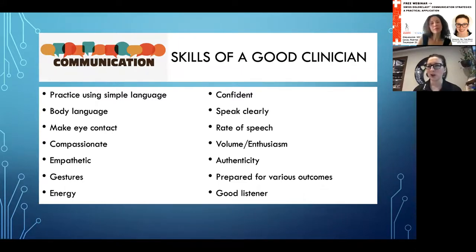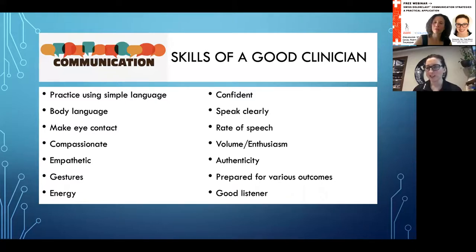And sometimes the only way we get more confident is if we practice things. So we're confident when we speak, we're speaking clearly, we're not mumbling. We don't say a lot while we're trying to think of what we're going to say. So speaking clearly, really, really important. The rate of speech. Don't speak too fast because they can't understand you.